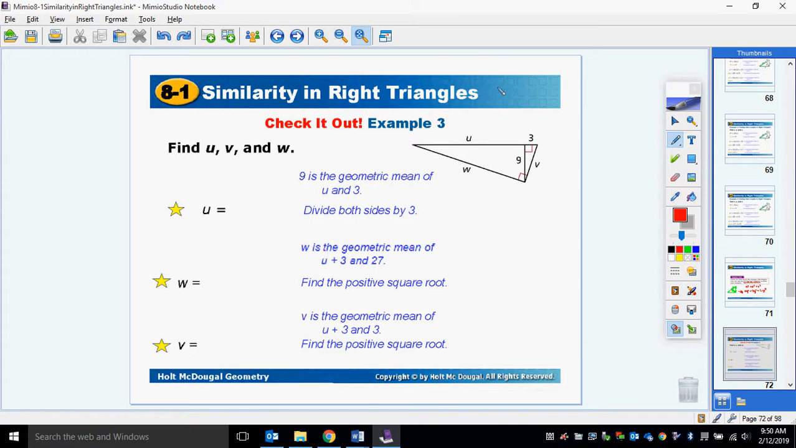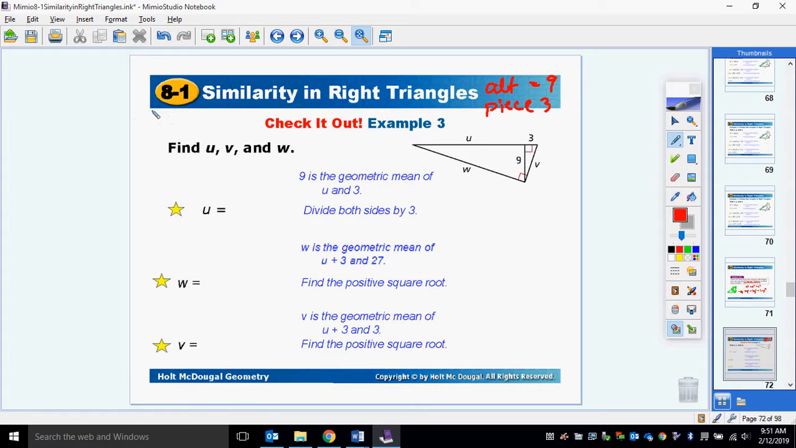Okay, 9 is our altitude, so we're given our altitude, and 3 is a piece. Remember, I'm talking about the big triangle here. 3 is one piece of our hypotenuse. 9 is the altitude. So that's where I'm getting that information. Now that's going to help me decide what I can find first, because sometimes I'll be able to find u first, sometimes I'll be able to find w or v, it just depends on what I'm given. Won't always be given the altitude. Okay, so altitude and piece is what I know.